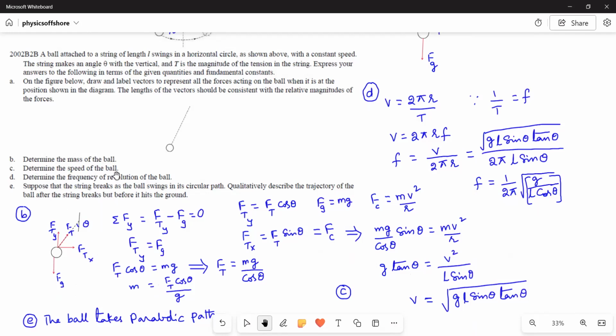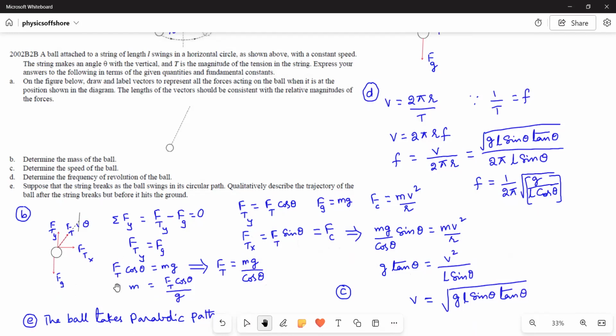Next, determine the speed of the ball. To determine the speed of the ball, we will take the x component. What is the x component? X component Ftx is equal to Ft sin theta, that is equal to Fc. Fc is the centripetal force. So, the horizontal component of the tension contributes to the centripetal force.